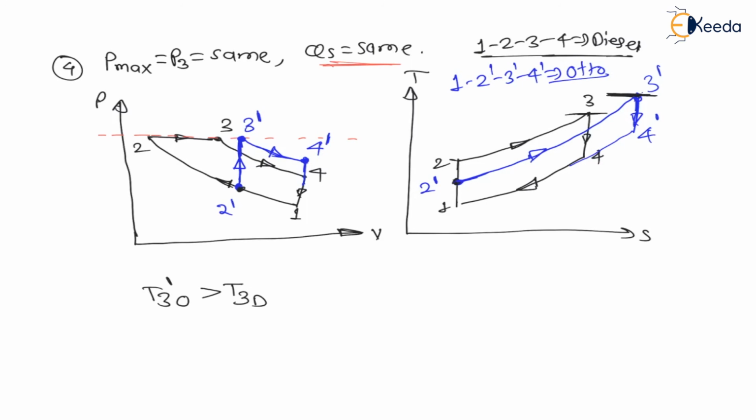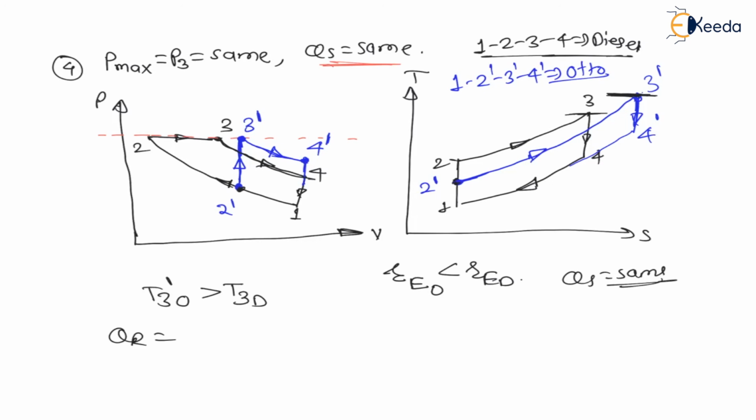Now expansion process is 3 to 4, therefore 3 to 4 is larger as compared to 3 dash to 4 dash, can you see here, right? Therefore expansion ratio of here Otto is less than expansion ratio of diesel, right? Because 3 to 4 is diesel and 3 dash to 4 dash is Otto. Now heat supply is same, here heat supply is same. Let us understand about heat rejection.